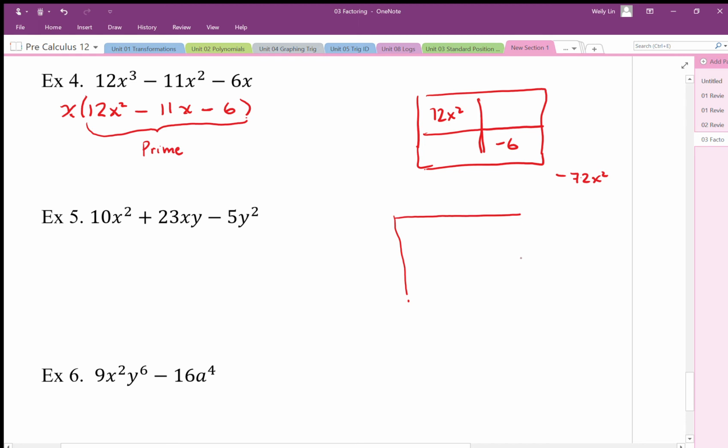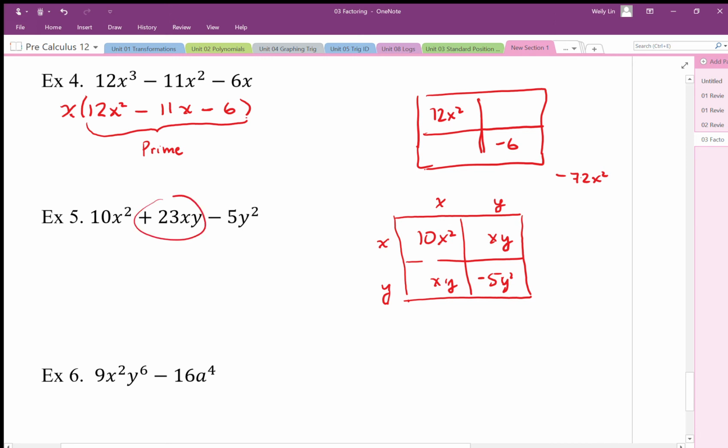have my area like this, okay, so this is 10x squared, and this is negative 5y squared. If I just work with the variables here, I know I've got to have an x and x here. And to get y squared, I need to have y and y. And that's going to give me xy here and xy here. So the xy, the middle term, is the term that we are going to combine together.